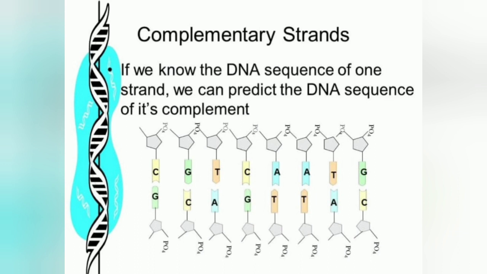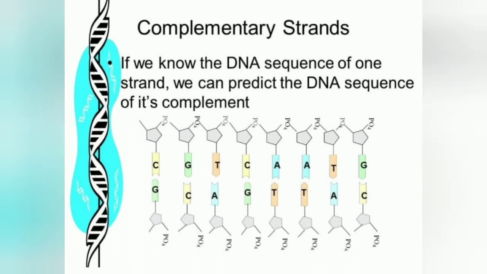If we know the DNA sequence of one strand, we can predict the DNA sequence of its complement. We can see through this slide cytosine, which is C, and guanine, which is G. Cytosine always pairs with guanine, whereas adenine, which is A, pairs with thymine. So from this sequence we can predict the DNA sequence of its complement. DNA strands are antiparallel. Phosphates run in different directions.